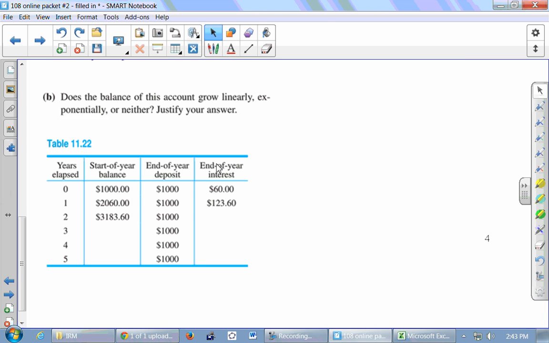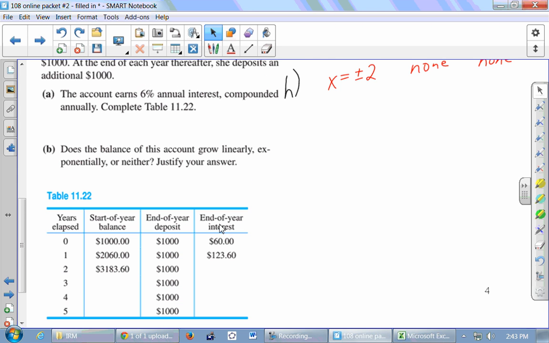Okay, so the idea here is that you put in $1,000, you deposit $1,000 at the end of the year, you get interest on the money that was there at the start of the year. In this case, $60 makes sense because it's 6% of 1,000, not of 2,000, just the money that was there the whole year. That's your 60 plus the 1,000 that you put in, and all together the sum of those three numbers is 2,060. And now the interest is up here at 123.60 because it's on a much bigger number, and our job is to fill in the rest of this.